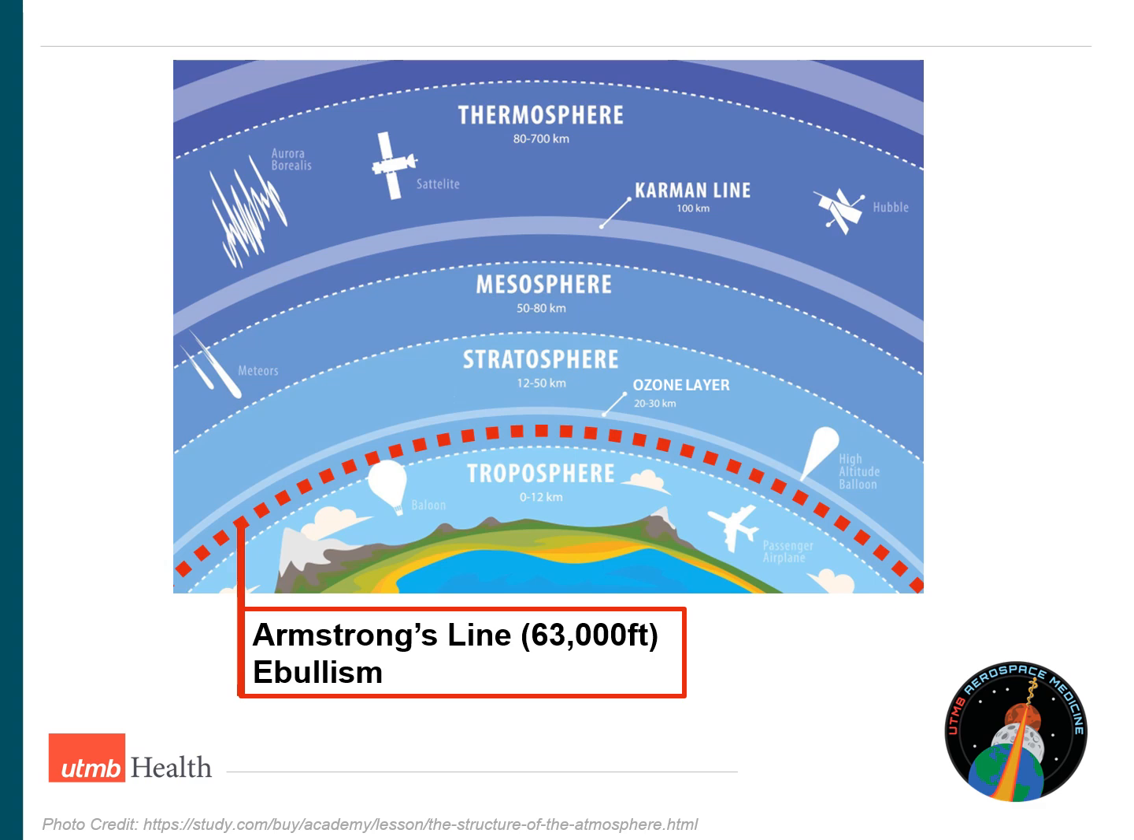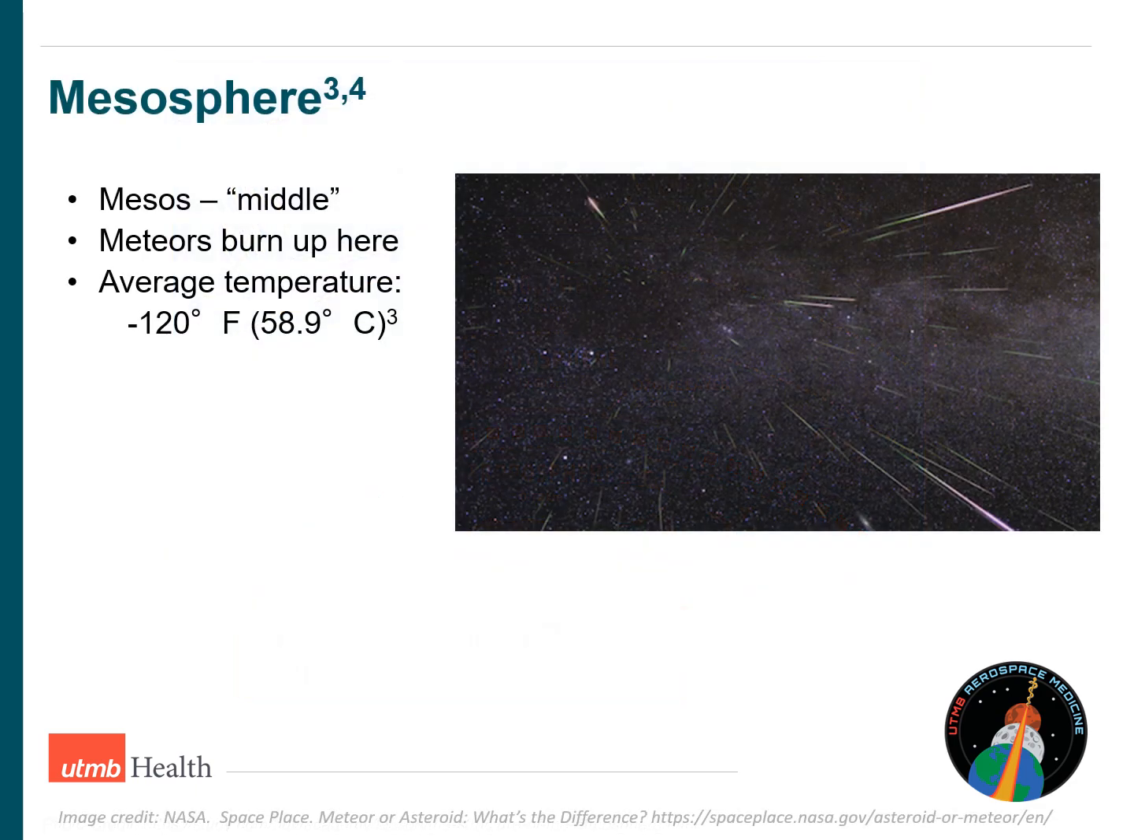This is a graphic of Armstrong's line placed on the layers of the atmosphere for your reference. The mesosphere is the next layer of the atmosphere. It is aptly named because it is in the middle of the 5 layers. This is where meteors burn on entry into the Earth's atmosphere. The coldest temperatures in the atmosphere are also found at the top of this layer.